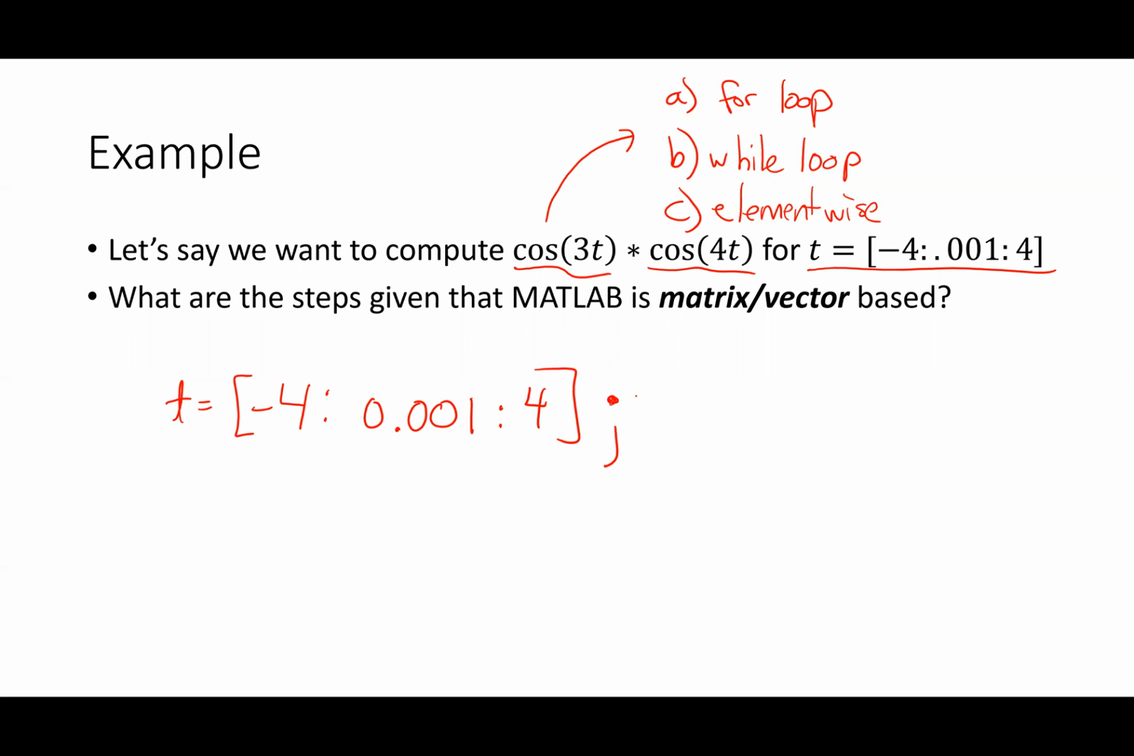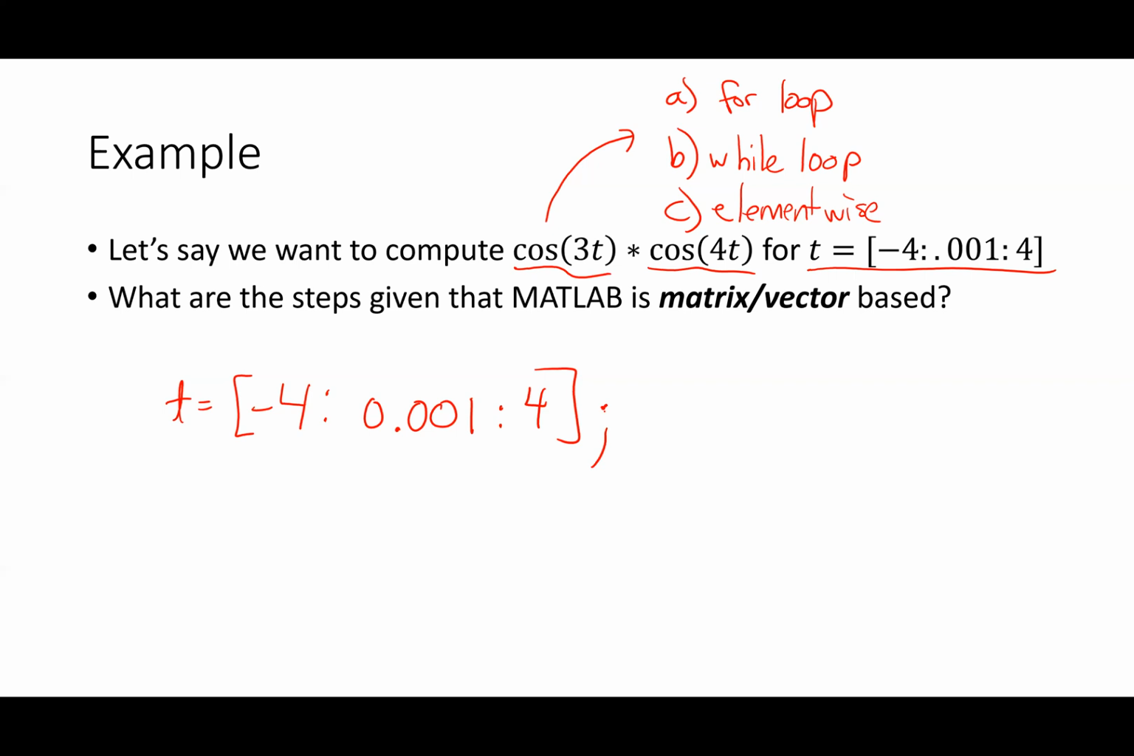I don't know how many points are in this, but it's probably like 8,000 points or something, right? It's going to write all 8,000 of those to the screen. That takes a while, right? You don't want that, okay? So use the semicolon, all right? If you want to see it on the screen, then you don't put it there, but oftentimes you don't want to, okay?